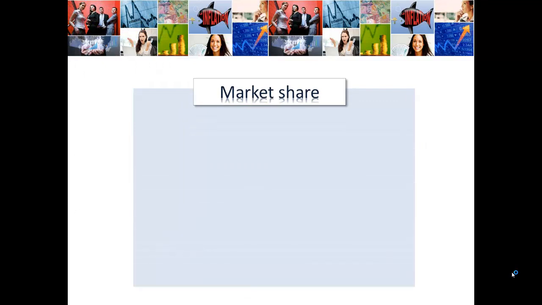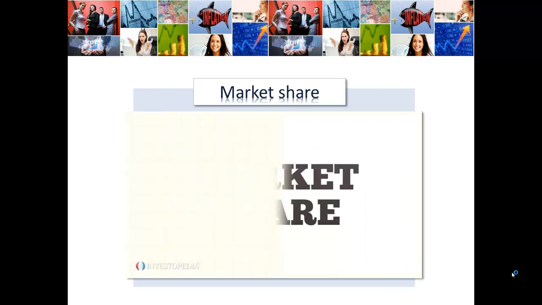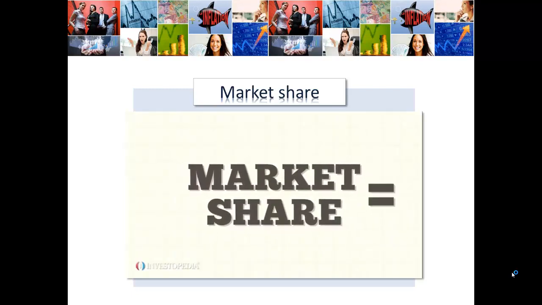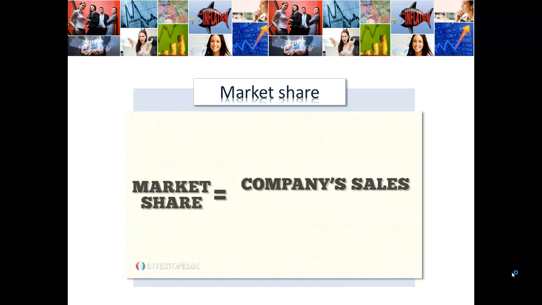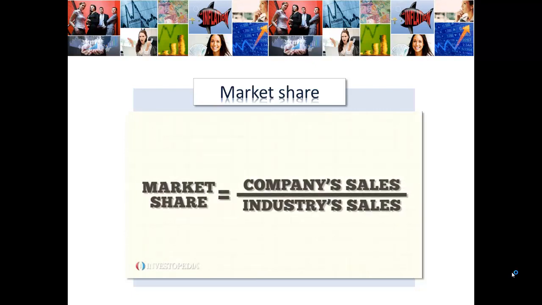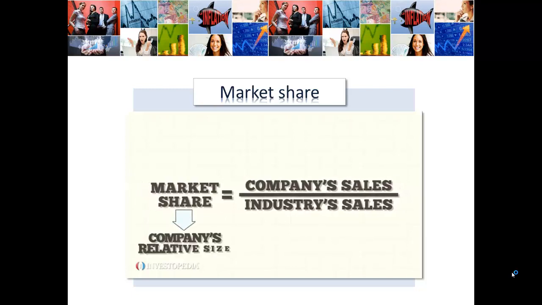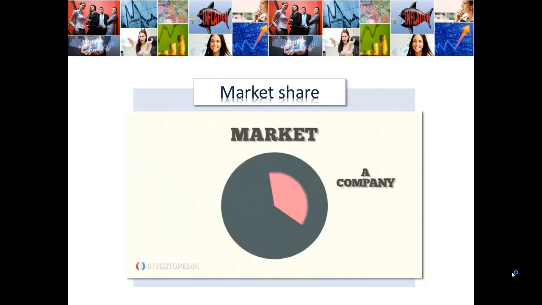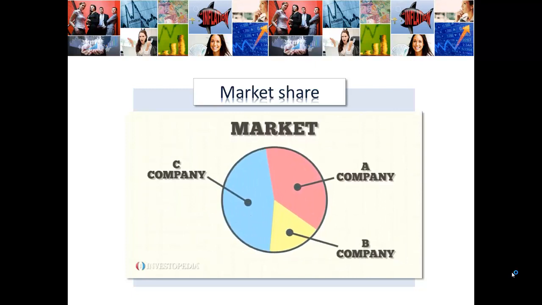Market share. Show me. Market share is calculated by taking a company's sales over a period and dividing it by the total sales of the industry over the same period. This metric is used to give a general idea of the size of a company or segment of a company to its market and its competitors.